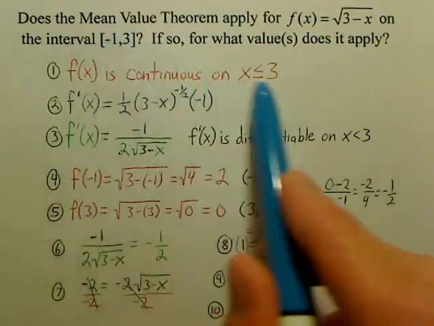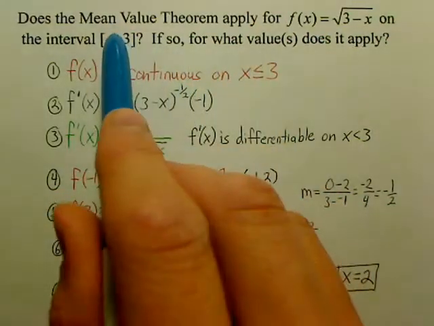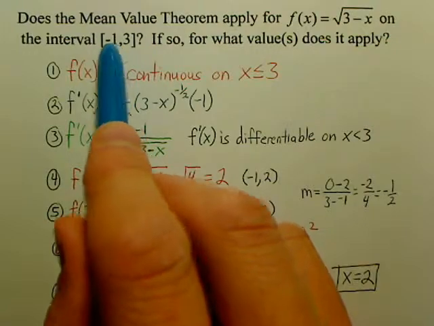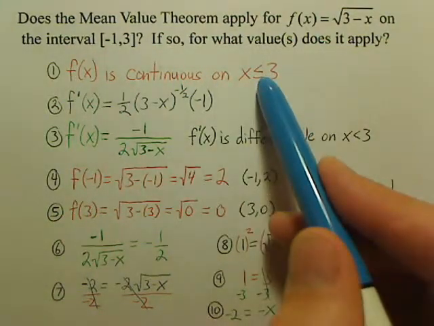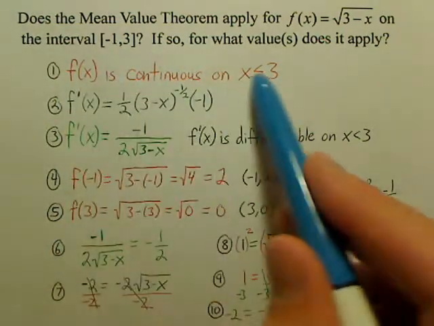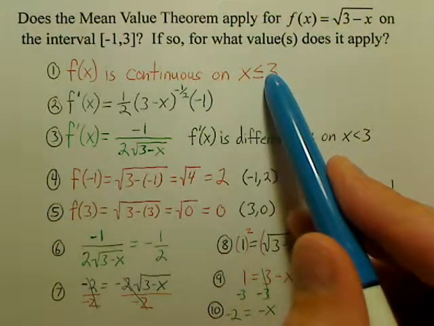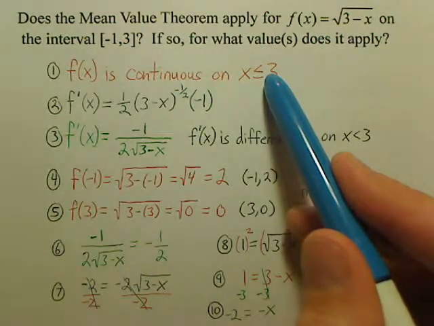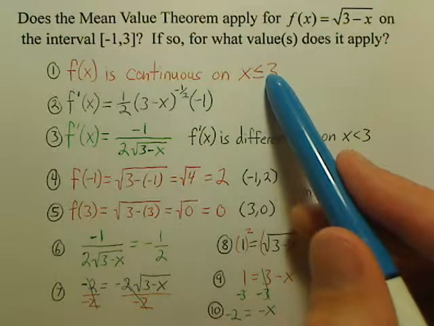And for the interval, -1 to 3, closed, is continuous. Those values fit the interval. So that stipulation is okie dokie. The second stipulation is that is it differentiable on the open interval.